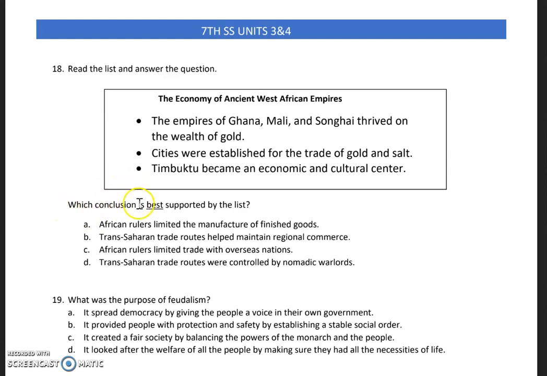Which conclusion is best supported by the list? A. African rulers limited the manufacture of finished goods. B. Trans-Saharan trade routes helped maintain regional commerce. C. African rulers limited trade with overseas nations. D. Trans-Saharan trade routes were controlled by nomadic warlords.